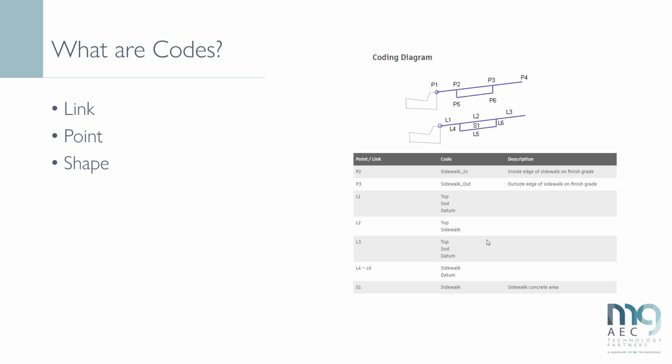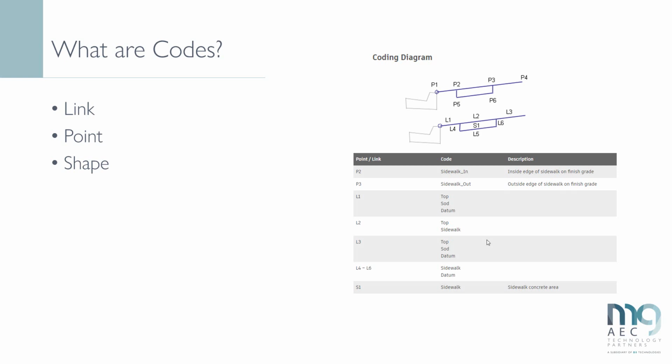Now links, if we look at the lower diagram, L1, L2, L3, L4, L5, L6, and look down at the coding chart, we've got three different codes: top, sod, and datum. I'm not going to say every subassembly, but most subassemblies will have a top code going across the top of the subassembly, so all of the links that make up the top of the subassembly, as well as a datum code, which is similar, but it follows along the bottom of that subassembly. These are good to know for creating surfaces for cut and fill volumes and cross sections.